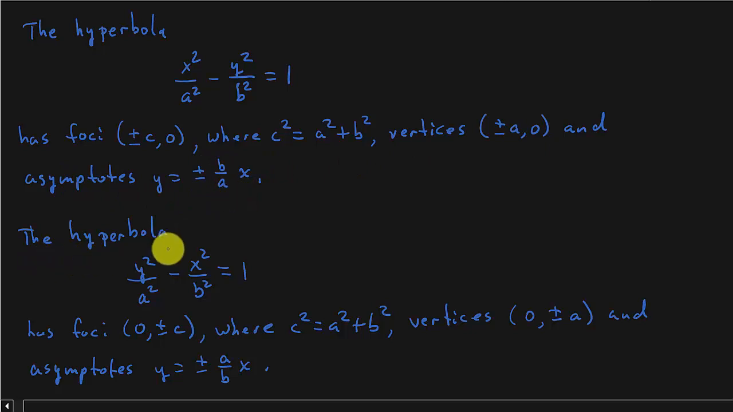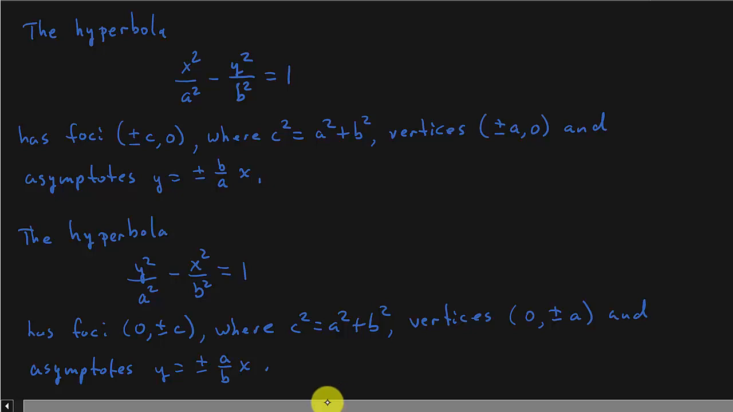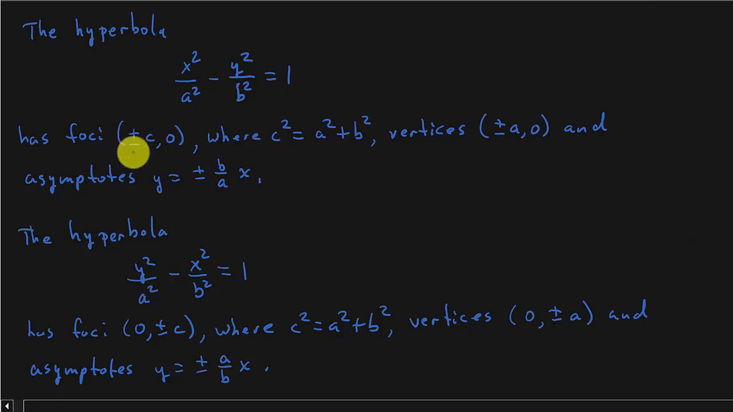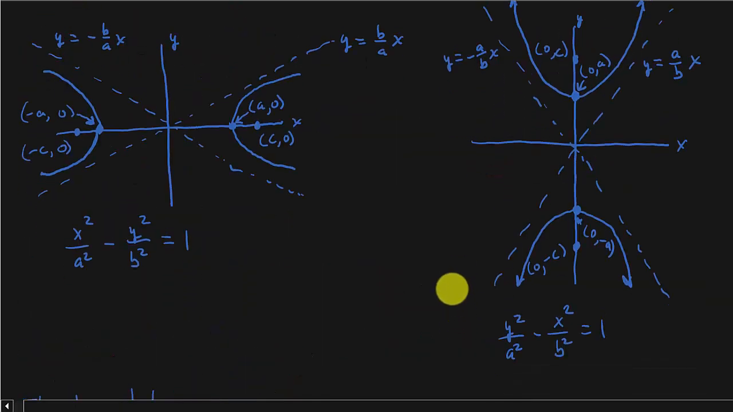All right, and then if we have a hyperbola y squared over a squared minus x squared over b squared equals 1, we have foci 0, plus or minus c, where c squared is a squared plus b squared, vertices 0, plus or minus a, and asymptotes y equals plus or minus a over b x. Now, look, don't get hung up on how the points are written. Like I told you, just make a rough sketch of the graph, and it's going to be easy to see how your coordinates need to be.